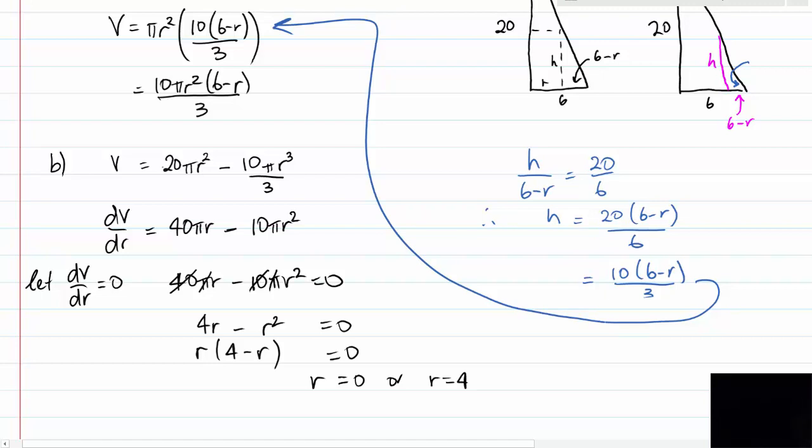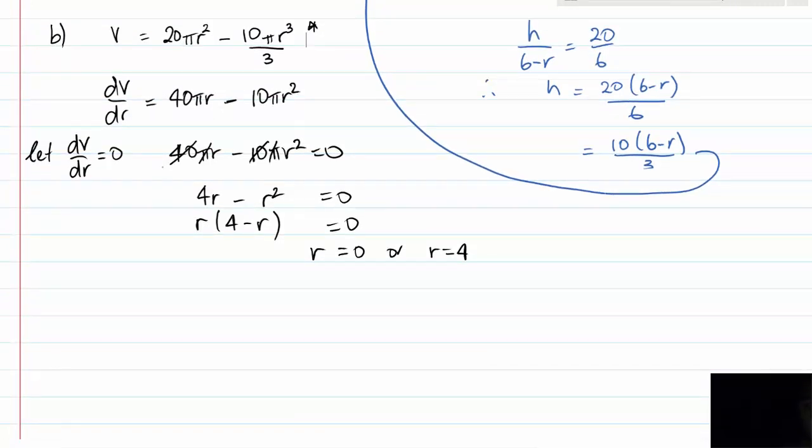Now I suspect we're dealing with a cubic, so there is going to be one maximum and one minimum. Having a radius of 0 is going to give you quite a small volume, hence I expect that would be the minimum and r equals 4 would be the maximum. That would be a reasonable solution to get, but we should always check and show that we understand we need to verify everything that we do.